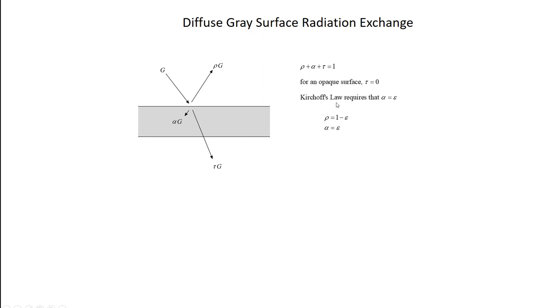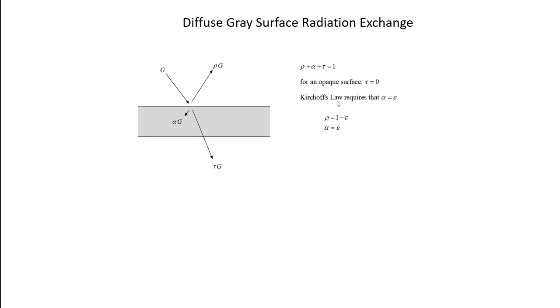And then there's one more thing that makes our life easier, and that's what's called Kirchhoff's law. Kirchhoff's law just states that the absorptivity and the emissivity have to be the same. And this actually is true more generally than that. It means that the absorptivity at a given wavelength and direction has to be the same as the emissivity at that same wavelength and direction, right? You can see how that's derived if you look in the book.